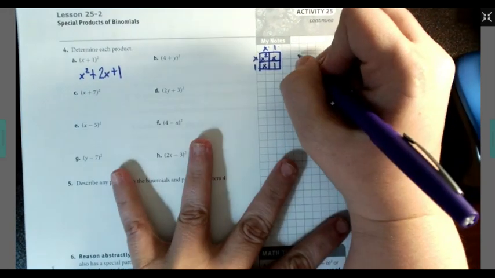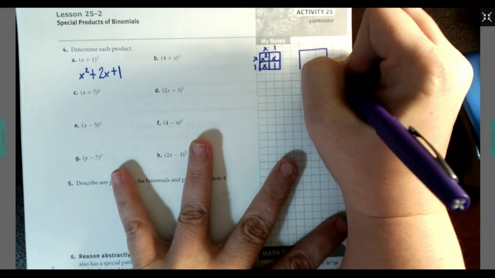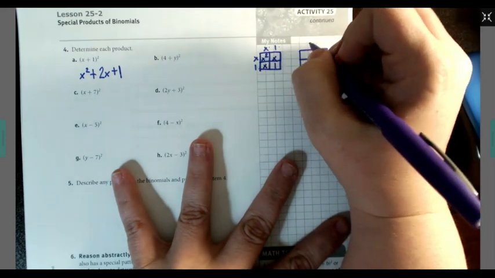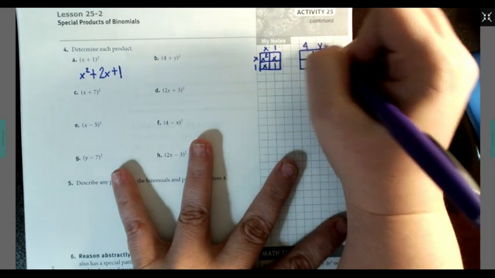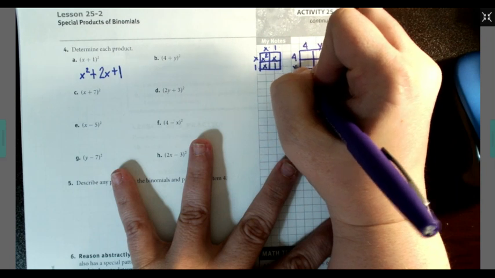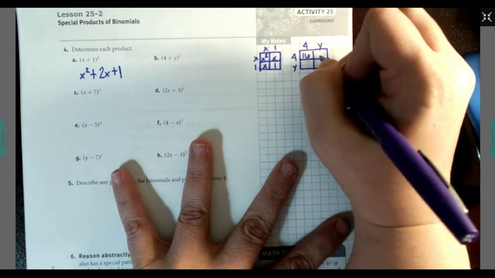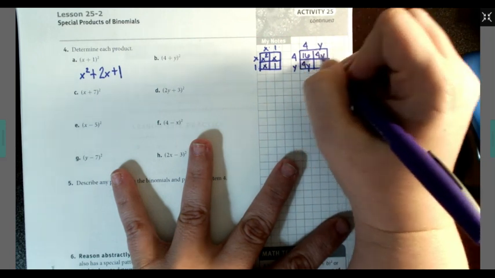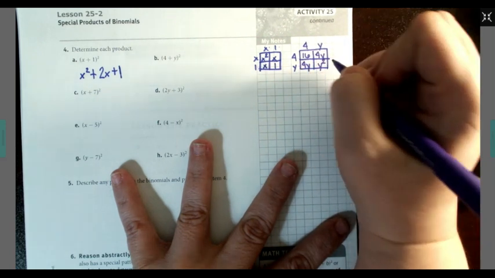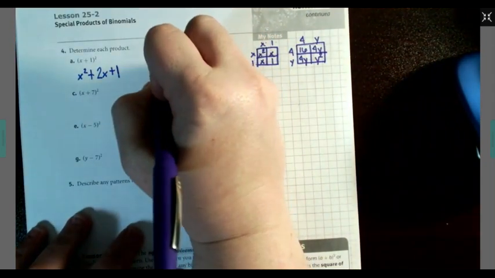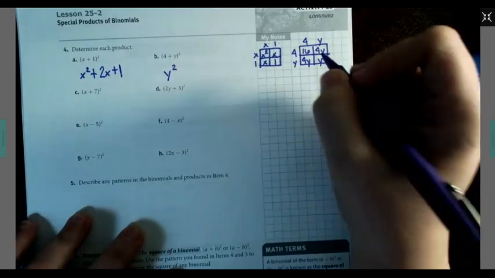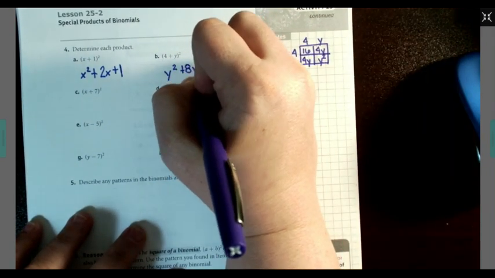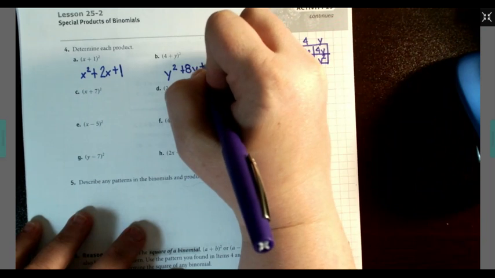Let's take a look at our next one. Here we have 4 and y, 4 and y. It's going to be 16. This is 4y. This is 4y. And we've got y squared. So I'm going to write this in descending order. We've got y squared. We have 4 and 4, which makes 8. And 16.